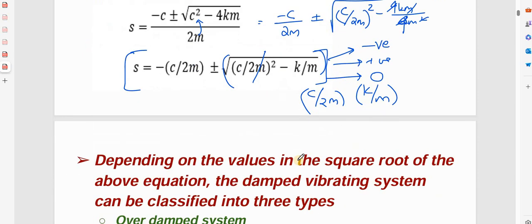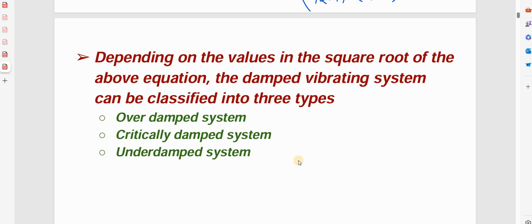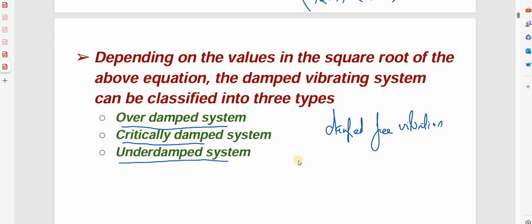Based on that, this damped free vibration system can be classified into an over damped system, a critically damped system, and an under damped system. Over damped system, critically damped system, and under damped system.